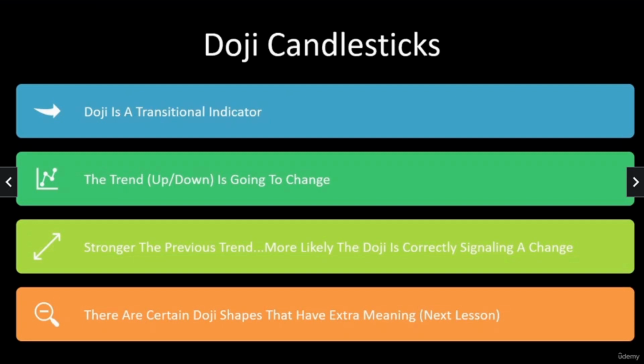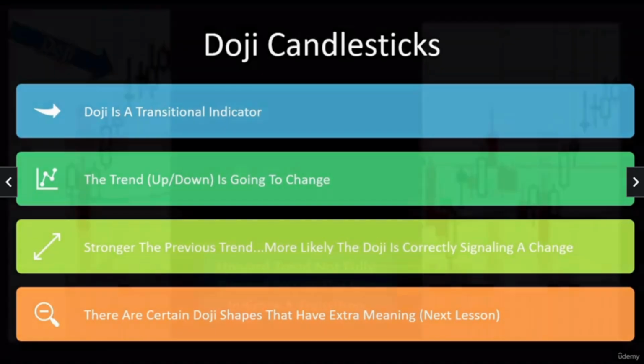And then lastly, in the next lesson we're going to learn that there are certain doji shapes that have extra meaning. So we know a doji is a transitional indicator, and the trend might change. The stronger the trend, a real good chance it's going to change. But then how that doji looks provides even more meaning. So that's coming up in the next lesson around doji candlesticks.